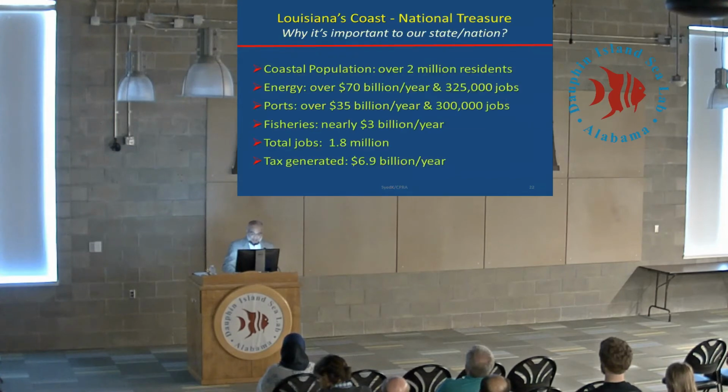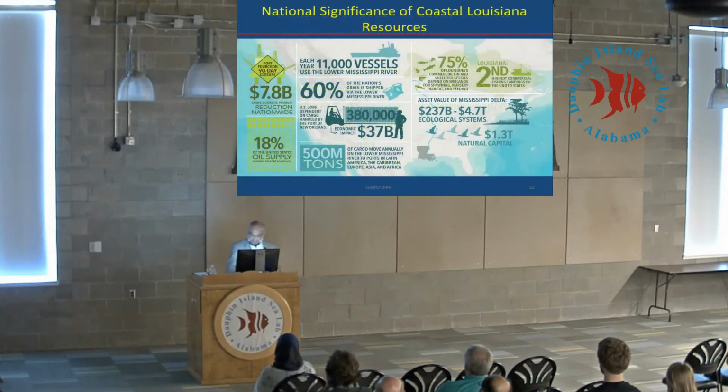So what is the importance? Why should we worry about this? First is definitely human. Humans are very important, and 2 million population is at risk. That's number one. And then all these marshes and wetlands protect all the industry related to oil and gas, ports, and fisheries. You see, energy is $70 billion a year, ports $35 billion a year, with all these jobs, and the fisheries are $3 million a year, and the total number of jobs is about 2 million, and the tax generated is 7 billion. So all these things are there.